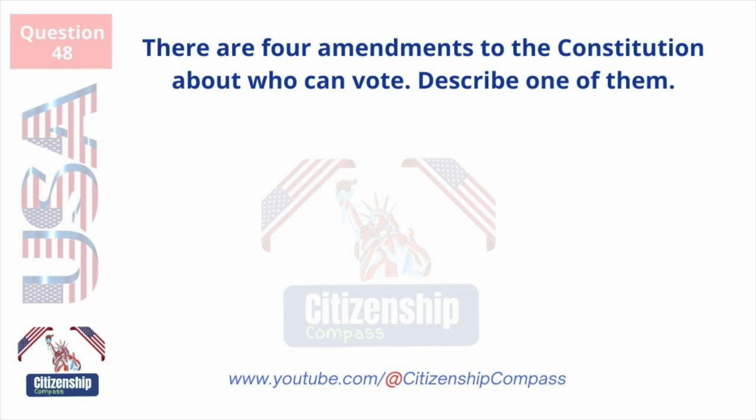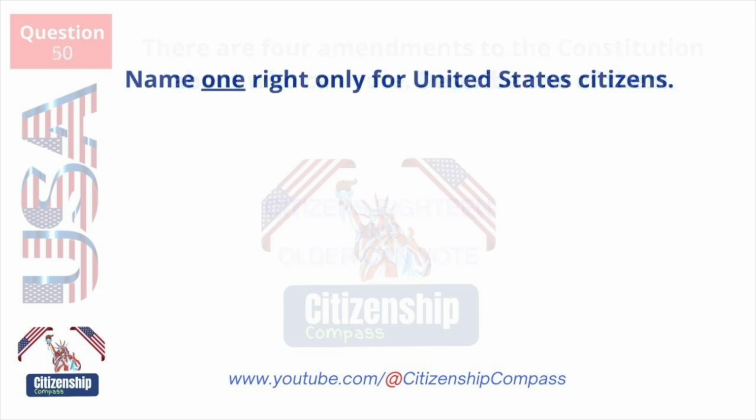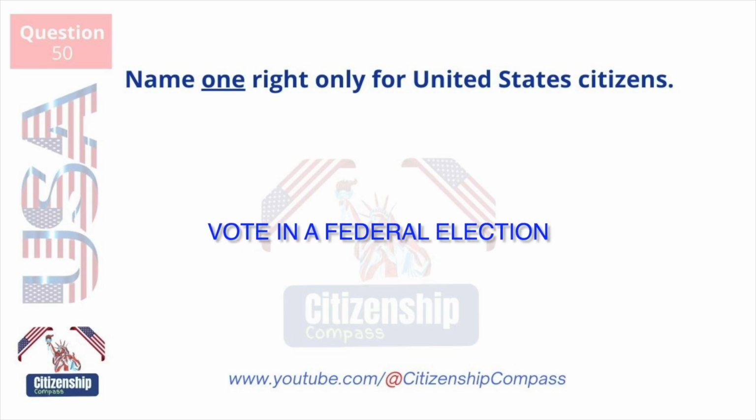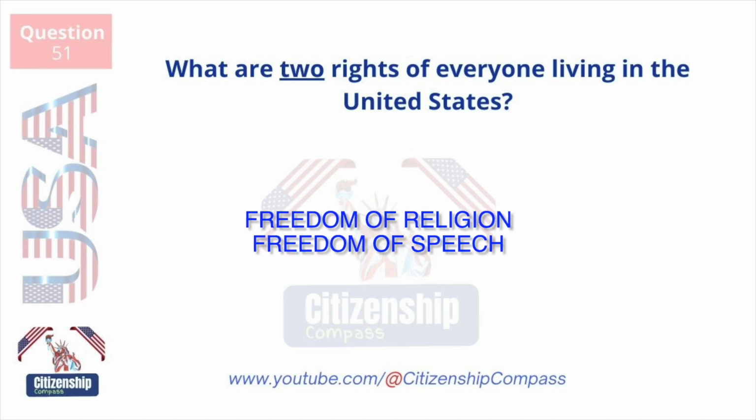There are four amendments to the Constitution about who can vote. Describe one of them. Citizens 18 and older can vote. Name one right, only for United States citizens. Vote in a federal election. What are two rights of everyone living in the United States? Freedom of religion. Freedom of speech.